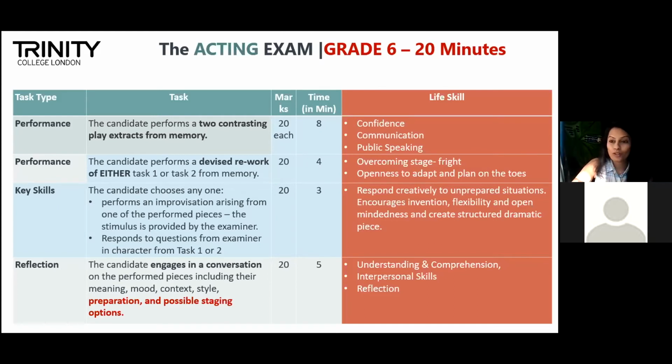Now, I want your attention at the reflection part of it, because as I said, grade 6, 7, and 8 is majorly about understanding what you're performing. So at this particular level, we have preparation and possible staging options. So I think for the question that was asked, I'm going to address it much more in detail in the coming task that we have in front of us.